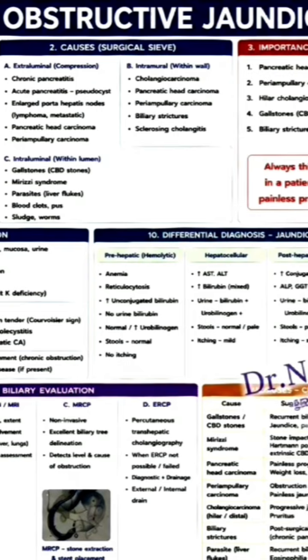Why pruritus? Why do these patients itch? Because bile salts accumulate in the bloodstream and deposit in the skin. This irritates the nerve endings and causes severe pruritus. That is why you may see scratch marks during examination.